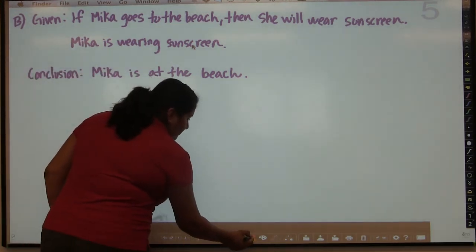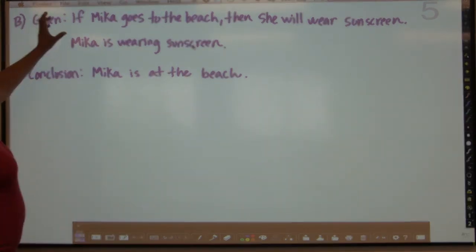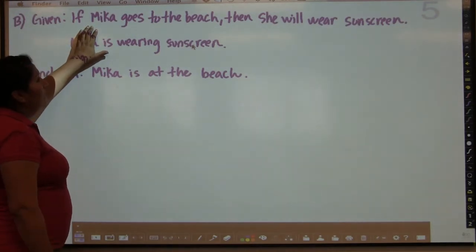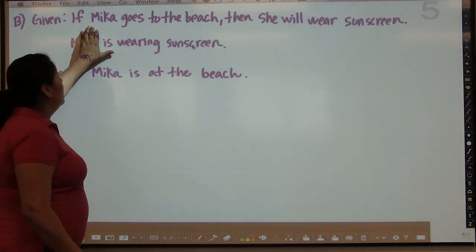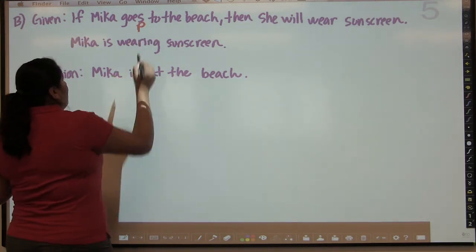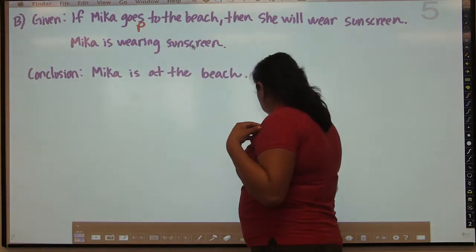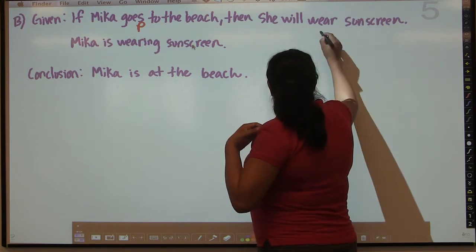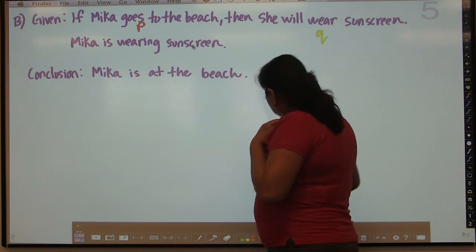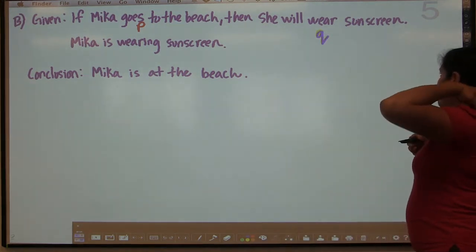So now we're going to say, here's the first statement. If Mica, and this is one where you'll notice that it's not generic, but that's okay. It isn't always generic. It's just usually generic. So the first one says, if Mica goes to the beach, so that's our hypothesis, our P. If Mica goes to the beach, then she will wear sunscreen. Okay, so our conclusion is wearing sunscreen, Q. So if Mica goes to the beach, then she will wear sunscreen.